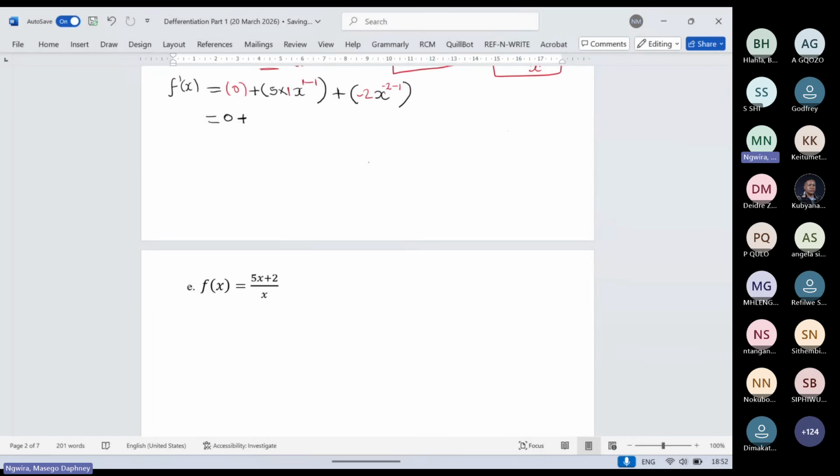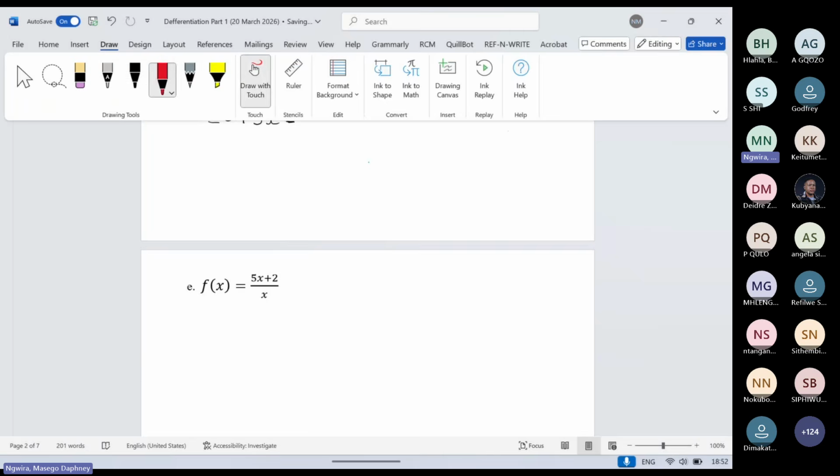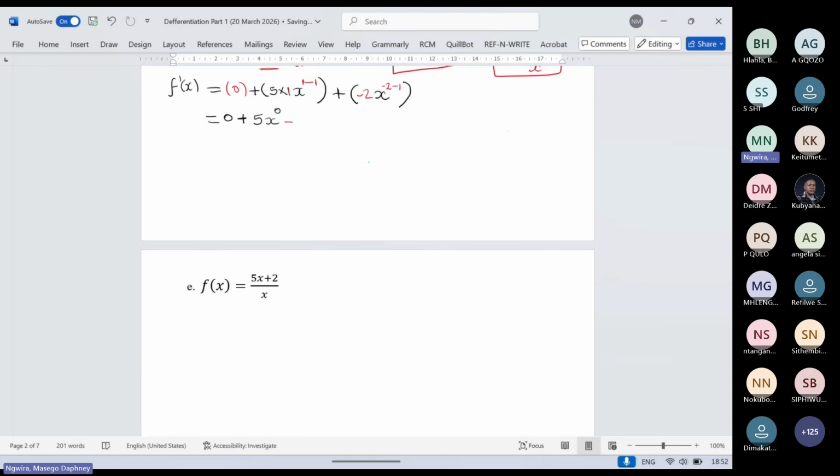And then, what is 5 times 1? It is 5. So this will be 5. And then x to the power of 1 minus 1, 0. Please, it's very important to write the 0 here. And then plus. What is the answer in negative? Why am I saying plus? Minus, this minus here. Let me write it in red. Plus minus is minus. Minus, and then 2, then x. What is negative 2 minus 1? Negative 3.